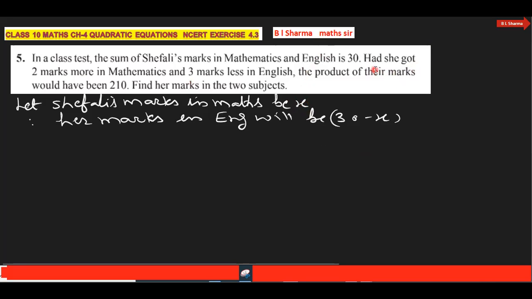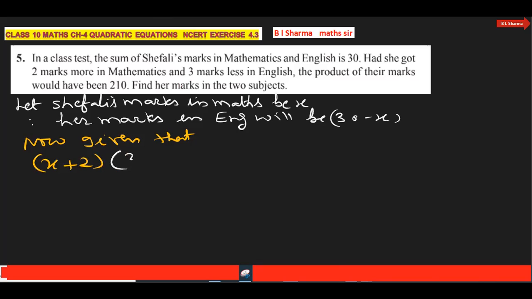अब condition apply करते हैं। Had she got 2 marks more in maths, अब 2 marks इसके ज्यादा maths में आते, now given that मैथ्स में marks हैं x और maths में marks आते x+2, इंग्लिश में marks हैं 30 माइनस x, इसमें 3 मार्क कम कर दीजिएगा तो जो उनका product है, that is 210। See, marks in mathematics is x, 2 marks उसमें add करिए, marks in English that is 30 minus x, इसमें 3 कम करिए और दोनों का product that would have been 210.